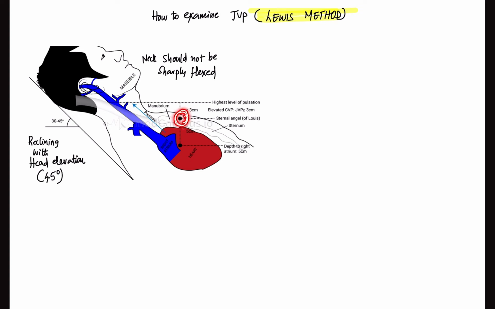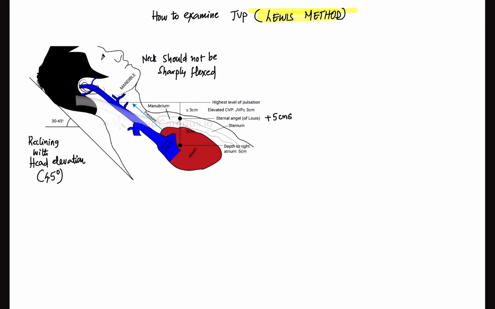Angle of Lewis or sternal angle. This is the connecting point between the manubrium sterni and the body of the sternum. You have to measure the elevation of JVP, or elevation of neck veins, above the sternal angle. When you measure this, you have to add plus 5 centimeters, because the right atrium is 5 centimeters below the sternal angle.